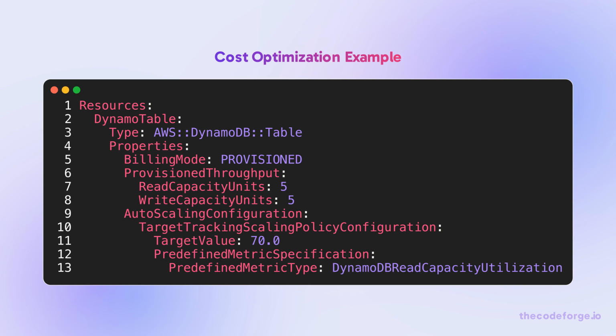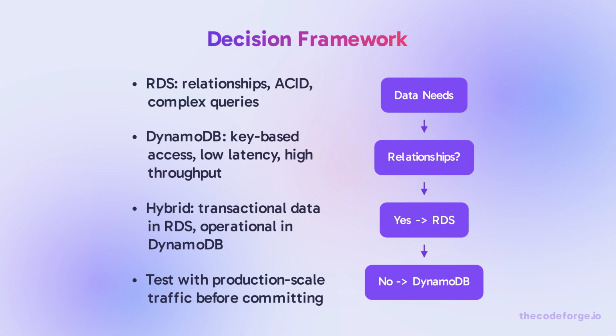This CloudFormation snippet sets up DynamoDB autoscaling based on utilization. It targets 70% read capacity utilization to avoid overprovisioning. Here's a practical decision tree. If your data has clear relationships and you need ACID transactions, choose Relational Database Service. If your access patterns are primarily by primary key and you need low latency at any scale, choose DynamoDB. Many production systems use a hybrid approach.